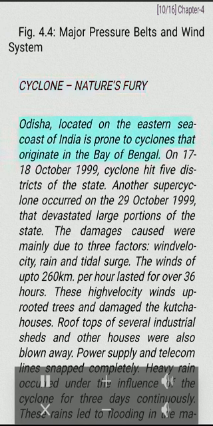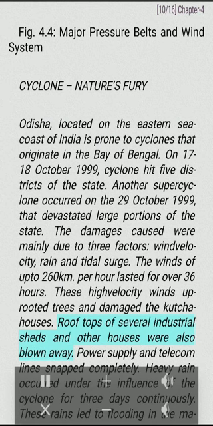Cyclone, nature's fury. Odisha, located on the eastern seacoast of India, is prone to cyclones that originate in the Bay of Bengal. On 17 to 18 October 1999, cyclone hit 5 districts of the state. Another supercyclone occurred on the 29th of October 1999 that devastated large portions of the state. The damages caused were mainly due to 3 factors. Wind velocity, rain and tidal surge. The winds of up to 260 kilometers per hour lasted for over 36 hours. These high-velocity winds uprooted trees and damaged the kucha houses.